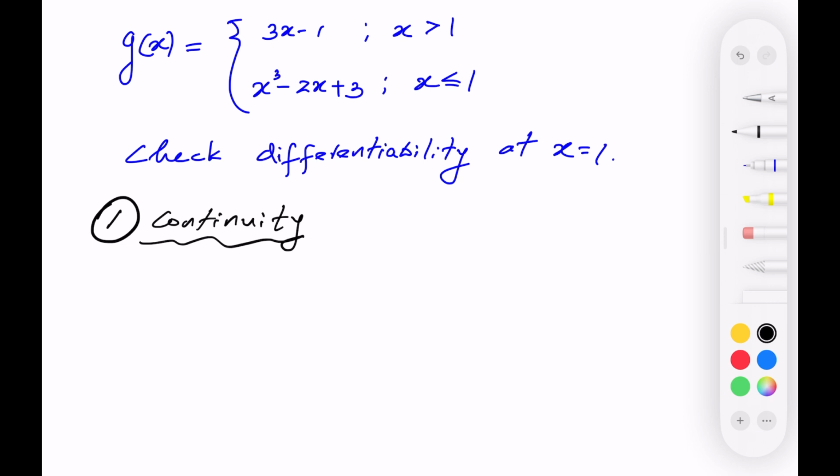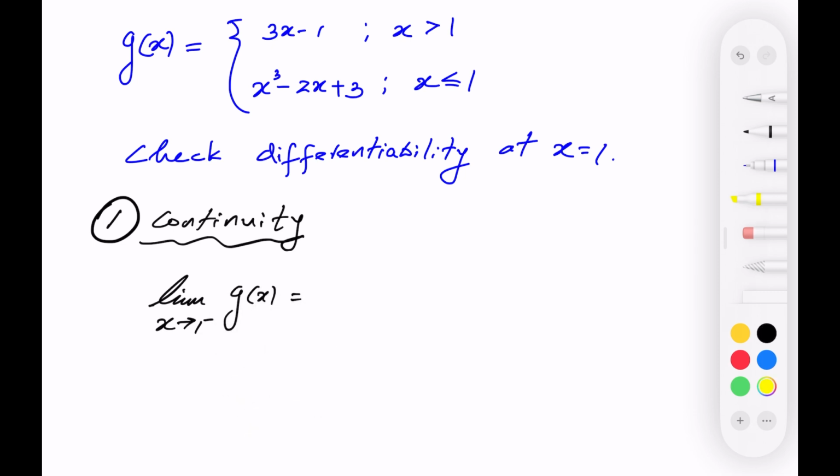If those three pieces are equal to one another, then we conclude that the function is continuous within a neighborhood of x equals 1. If so, we continue into the next step of calculating the right-hand differentiability and the left-hand differentiability. However, if the function is not continuous, we need to stop right away. Let me first go ahead and calculate the left-hand limit, which is the limit as x approaches 1 from the left-hand side of g of x.